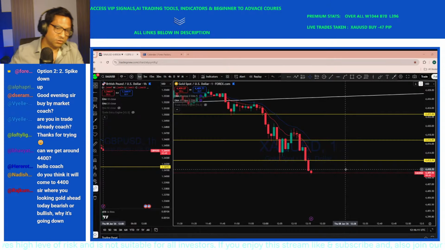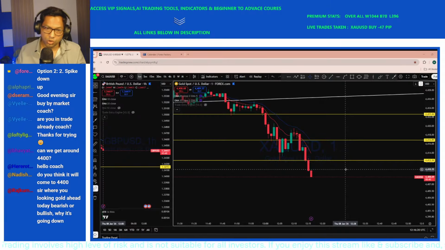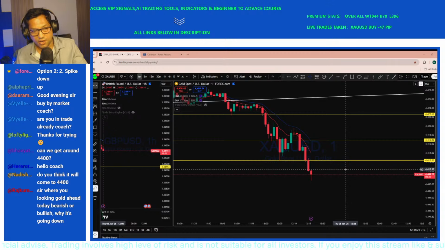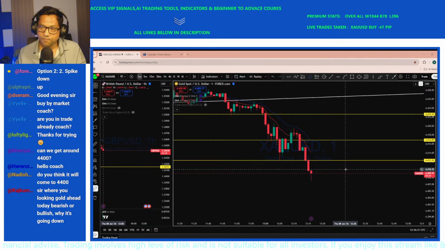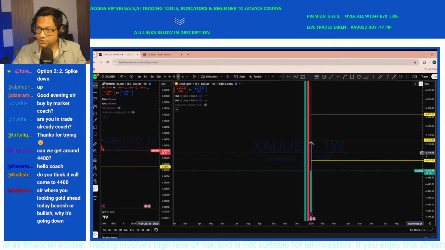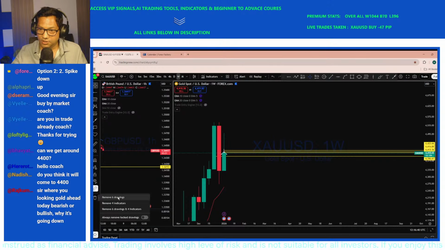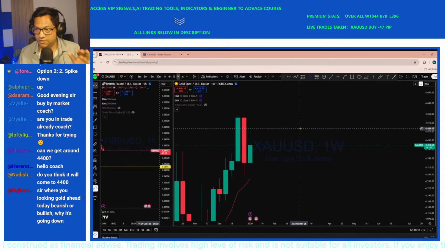Now there are a couple of reasons. Gold movement is not only based on the technical, it is also based on fundamental. Okay, so let's understand what fundamental factors are currently moving gold and what was before. So firstly, if you look at this, this is the weekly market. I'm deleting the lines again to find a fresh perspective.